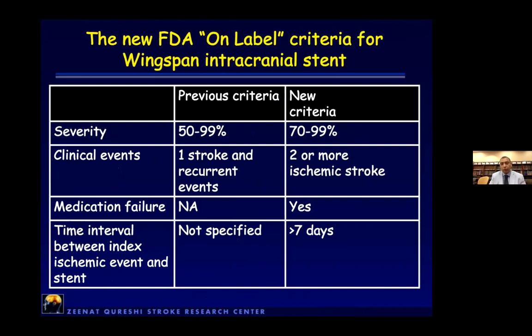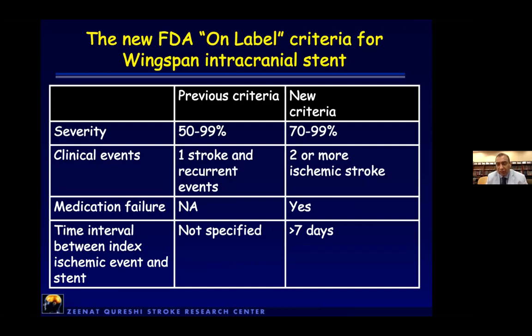So based on that, the Food and Drug Administration modified their criteria. The Wingspan, with the self-expanding stent used in this trial, had an approval from the FDA for patients with 50 to 99% stenosis. They had to have 1 stroke or another recurrent ischemic event, which could be a transient ischemic attack. There was no need for a medical failure, and the time interval between index event and stent was not specified. So the FDA modified the criteria after the SAMMPRIS trial.